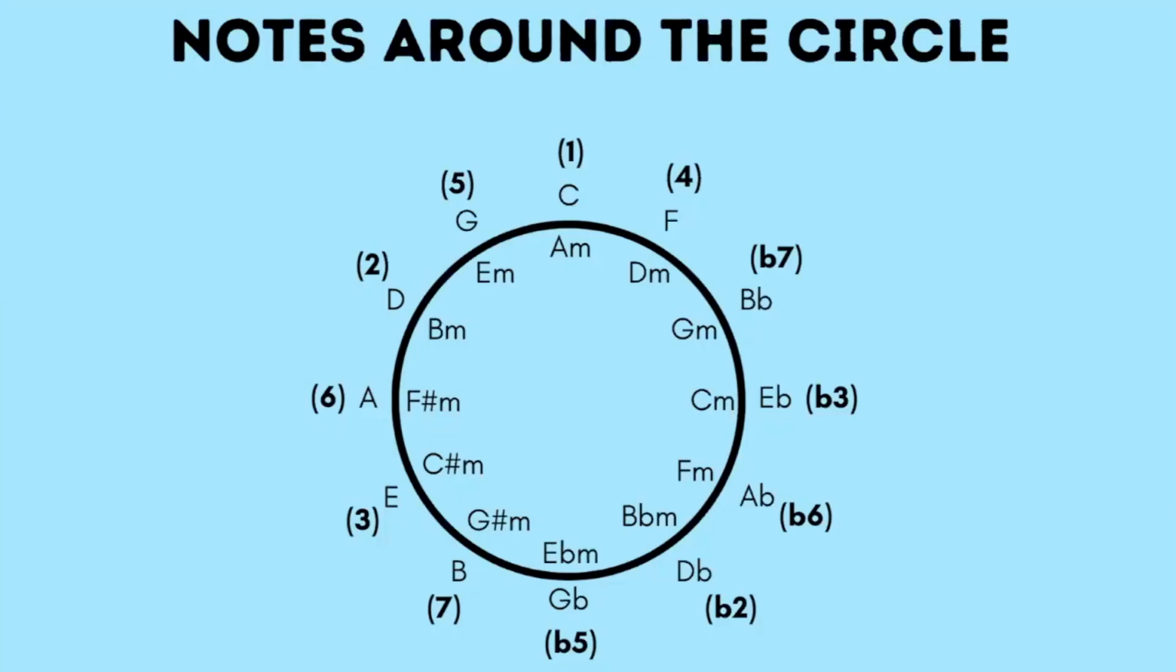So this is just the way the notes are. This is the degrees of the scale. 1, 2, 3, 4, 5, 6, 7, and then we have flat seven, flat three, flat six, flat two, flat five. So this is the way the degrees work around the circle.